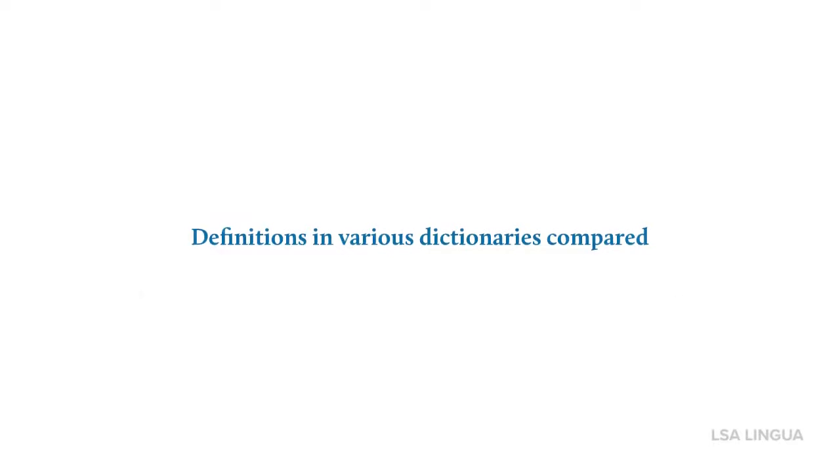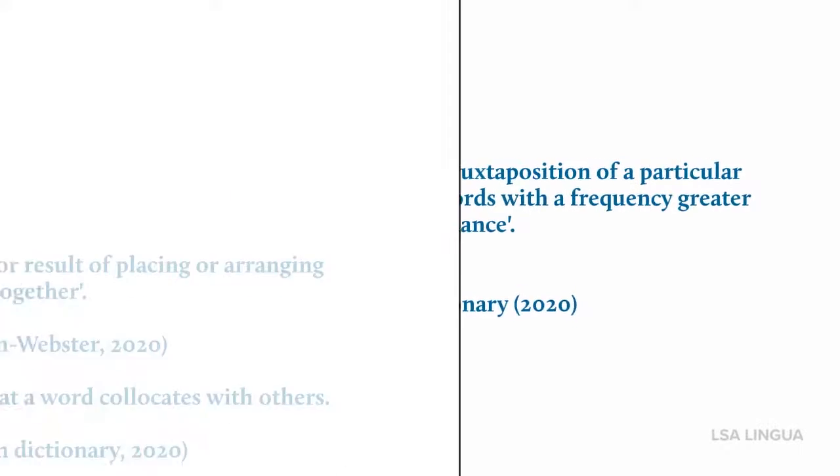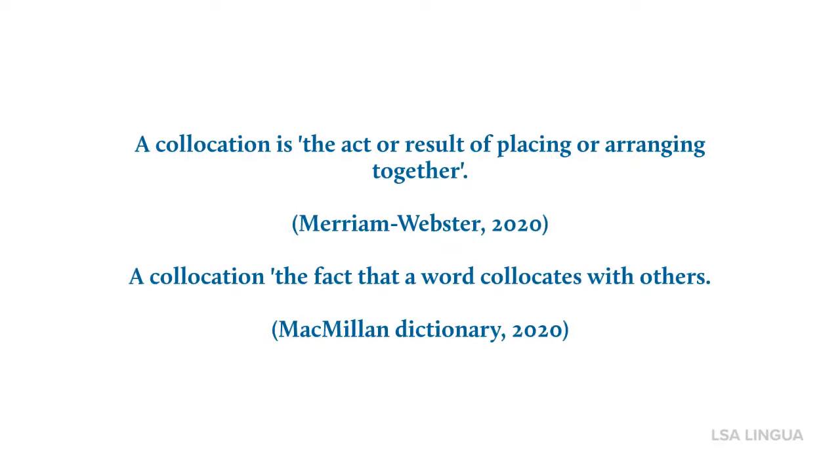Here we go. According to Oxford Dictionary, a collocation is an habitual juxtaposition of a particular word with another word, or words with a frequency greater than chance. And please note that a juxtaposition is the fact of putting things that are not similar next to each other, according to Cambridge Online Dictionary. According to Merriam-Webster, it is the act or result of placing or arranging together. If we look at Macmillan Dictionary, we see that it's defined as the fact that words collocate with others.